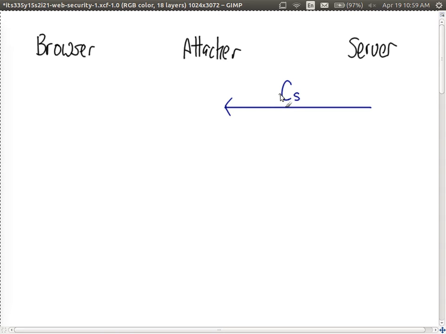The aim of the attacker is to get the browser to think it has the public key of the server, but in fact it has the public key of the attacker. That's the aim. What can they do? Well, the attacker can try and modify the certificate. Let's go back to the slides and see the structure.